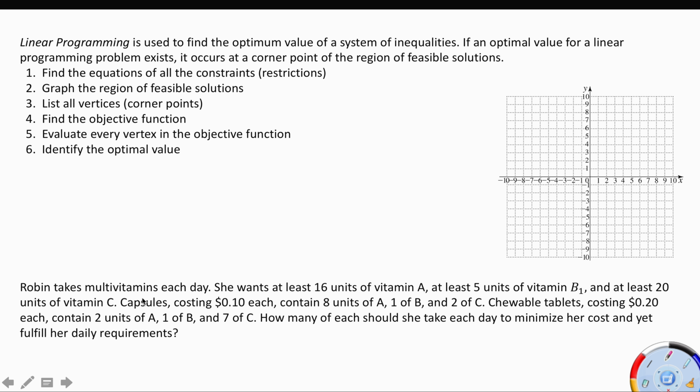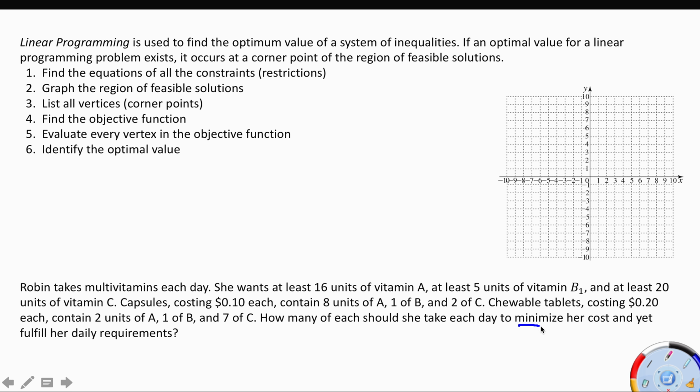How about this one? Robin takes multivitamins each day. She wants at least 16 units of vitamin A, at least 5 units of vitamin B1, and at least 20 units of vitamin C. Capsules, costing 10 cents each, contain 8 units of A, 1 of B, and 2 of C. Chewable tablets, costing 20 cents each, contain 2 units of A, 1 of B, and 7 of C. How many of each should she take each day to minimize her cost and yet fulfill her daily requirements?